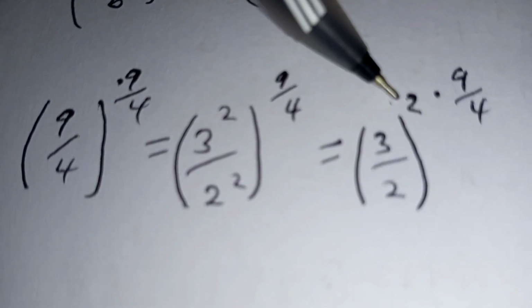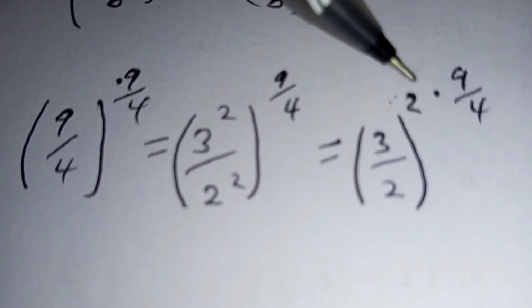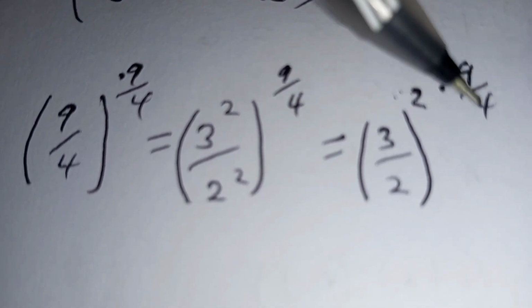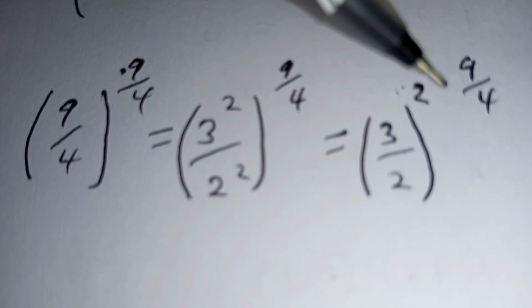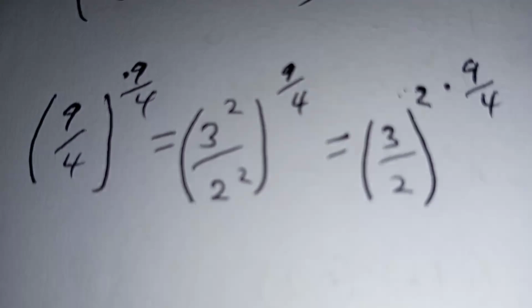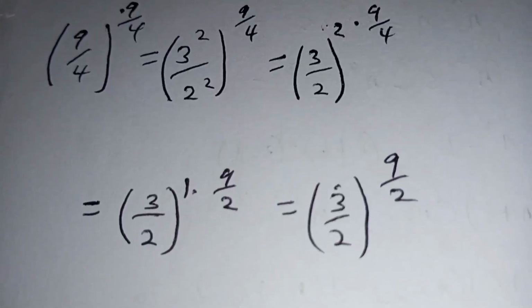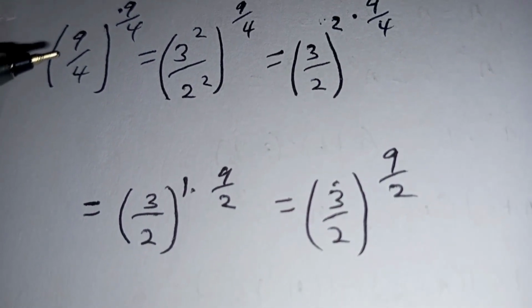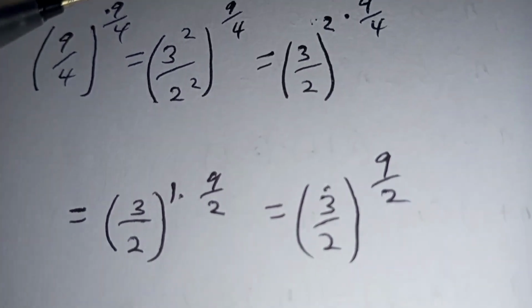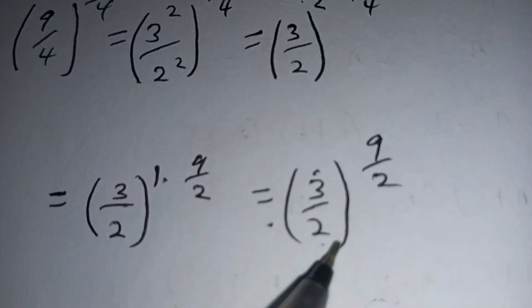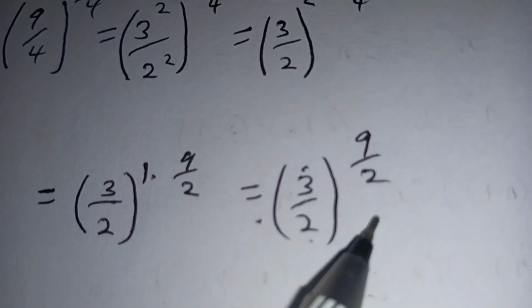The index can be simplified, so we have 2 multiplied by 9 over 4. We can divide the four by 2 so that we'll be left with 9 over 2. Doing that, we obtain: our question here, which is (9/4)^(9/4), simplifies to (3/2)^(9/2).